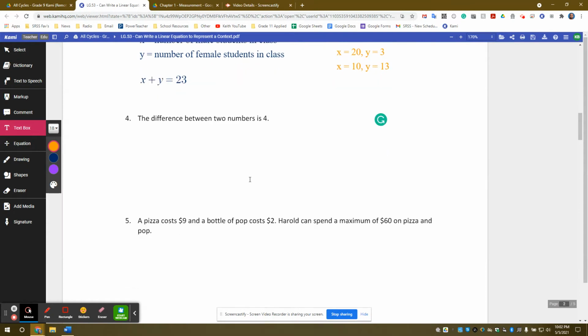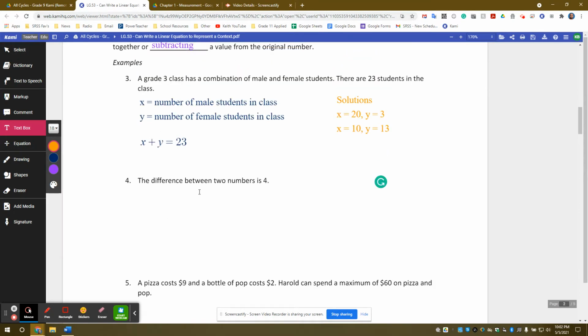A second question here that we have says a difference between two numbers is 4. Now, difference, it's very important that we understand what this word means because it can be a bit construed and sometimes we're unsure. Difference is subtracting. Important that we recognize that. When we see difference, it means we're taking a number and we're subtracting a second number.